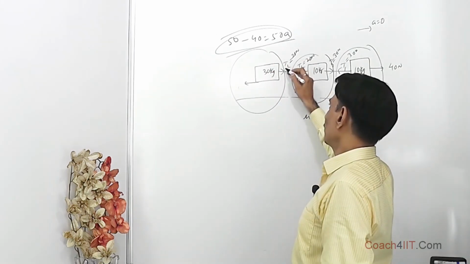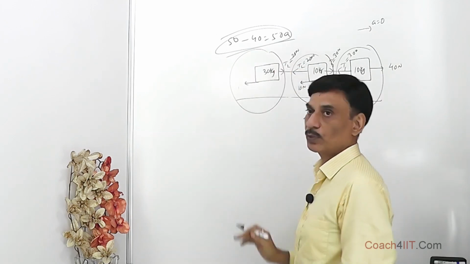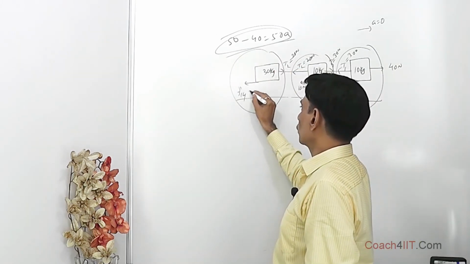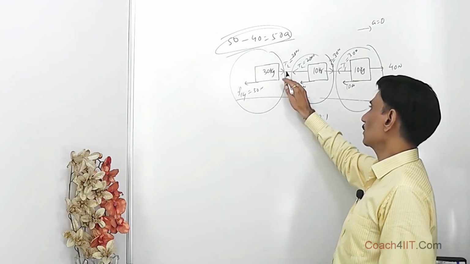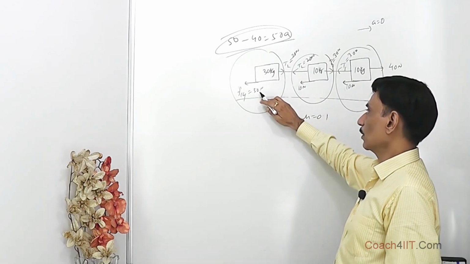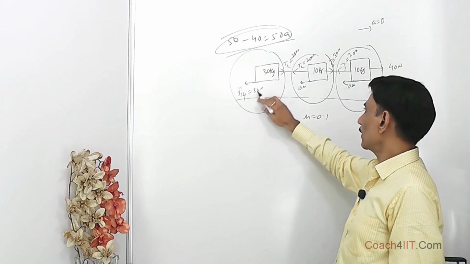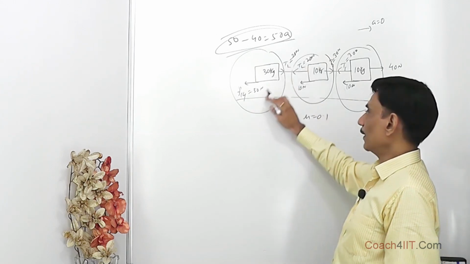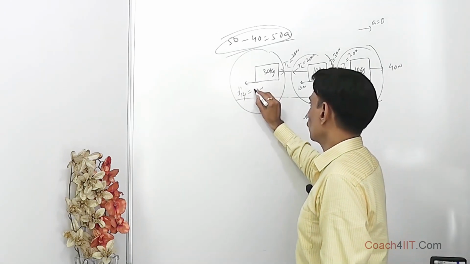Once again, when this 20 Newton is being applied, this will try to move it this way, so friction force will come into play. The limiting value of frictional force over here is 30 Newton. The force which is trying to move this block in this direction is 20 Newton. The limiting value of frictional force is 30 Newton. So as a result, this friction force is humble enough. It says, you are 20 Newton, I cannot go beyond 20 Newton. So as a result, this adjusts itself to 20 Newton.